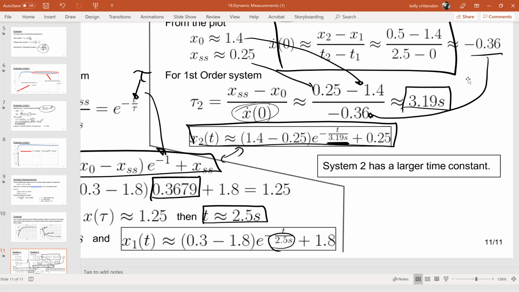Now, can you actually get that down to 3.19? Probably not. It probably should be like 3.2, just because we're reading it off a graph. But there's a big enough gap between 2.5 and 3.2 to pretty definitively say, even reading it off the graph, that system 2 has a larger time constant. It's just what they boxed in right here.